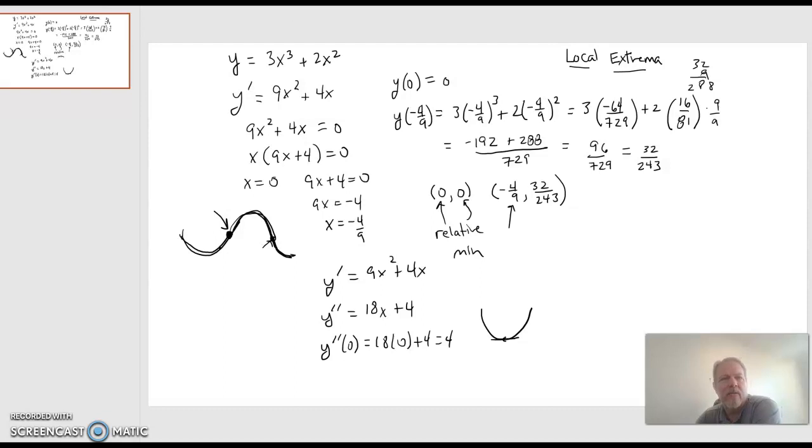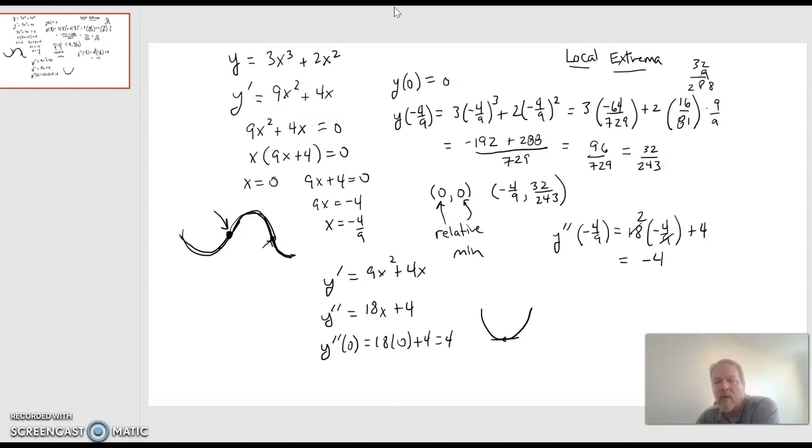Negative 4/9 is where we're going to check our second derivative again. So again, recall that the second derivative is 18x plus 4. So we're doing y double prime of negative 4/9. That is 18 times negative 4/9 plus 4. 9 goes into 18 2 times. 2 times negative 4 is negative 8, and negative 8 plus 4 is negative 4.